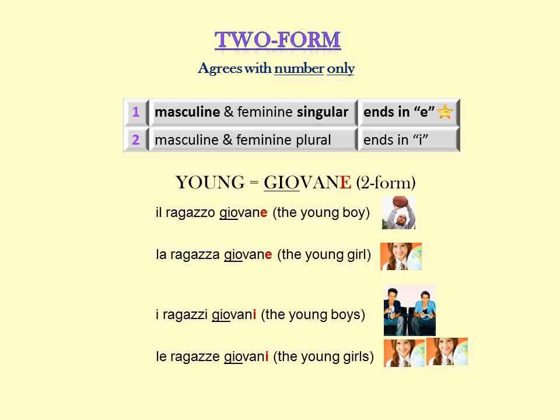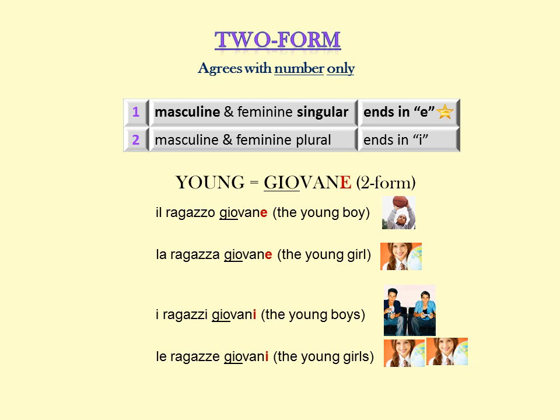Two-form adjectives will change their endings to agree only with the number of the nouns they modify. There is no agreement with gender. They will have only two possible endings, E for singular nouns and I for plural nouns. The two-form adjective is defined as any adjective whose masculine singular ending is E.